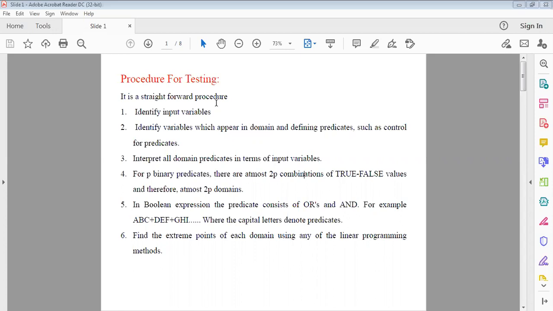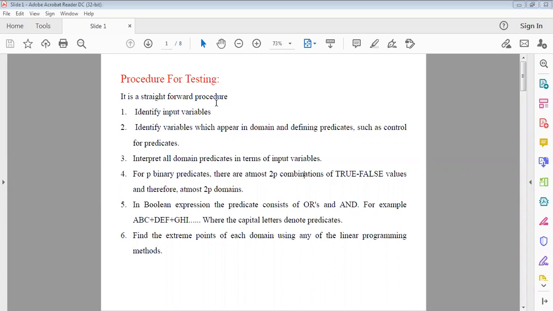In the previous class, we discussed domain testing: how the domains are tested, and what bugs arise when you are doing domain testing. We have seen these concepts in the previous class. In today's class, we will discuss the steps to be followed when you are performing domain testing. So what are the procedures for testing?